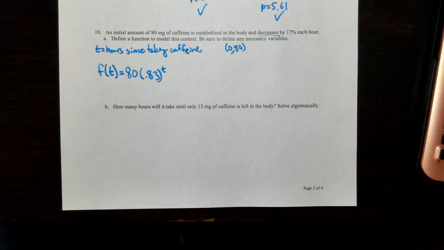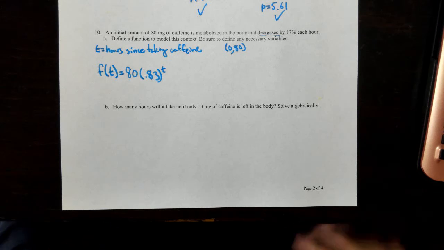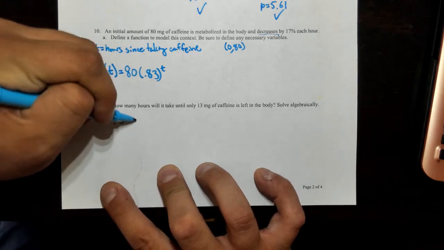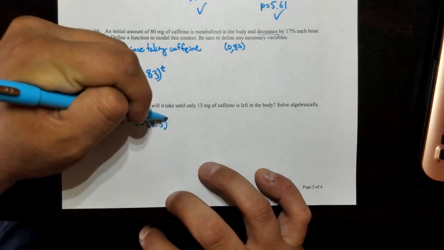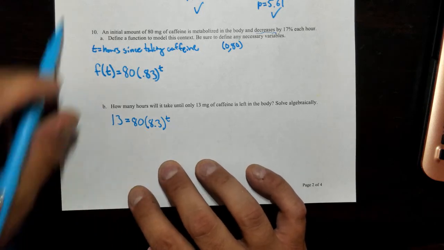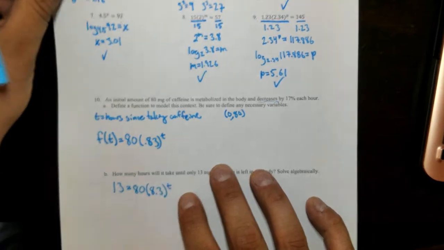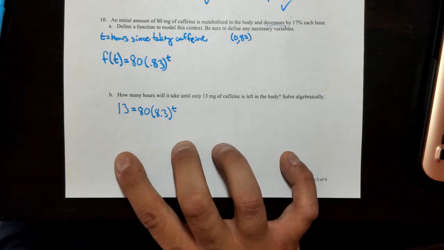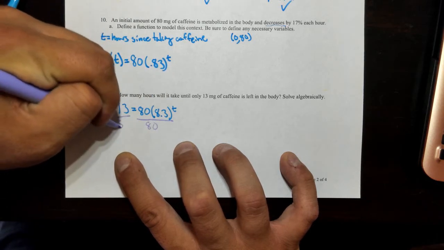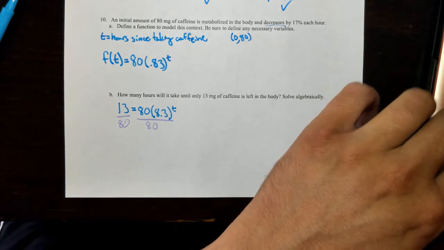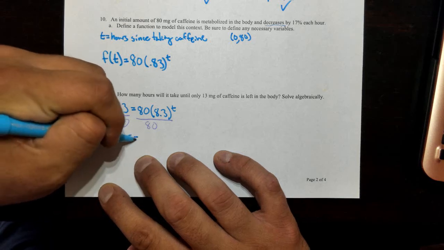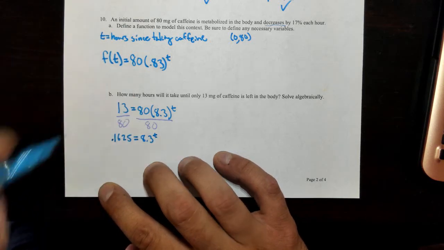So that's our function here. B, how many hours will it take until only 13 milligrams of caffeine is left in the body? Well, now you take this function and set it equal to 13. All right, so let's see here. We want to divide. So now this looks just like what we're doing up here, right? So it shouldn't be anything new. So we're going to divide both sides by 80. And 13 divided by 80 is going to give us 0.1625. And that's going to be equal to 8.3 to the t power.